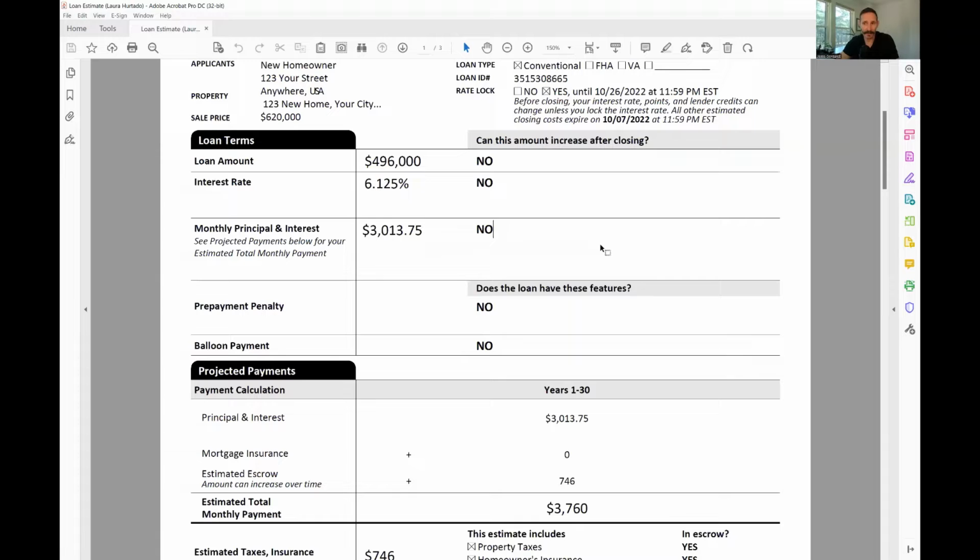If it was paid off, usually they were 3-year prepays. So this doesn't have them, and really no owner-occupied loan has prepayment penalties anymore. They changed the law, and you can't do that. Balloon payment, the answer to this, does this loan have any of these features?